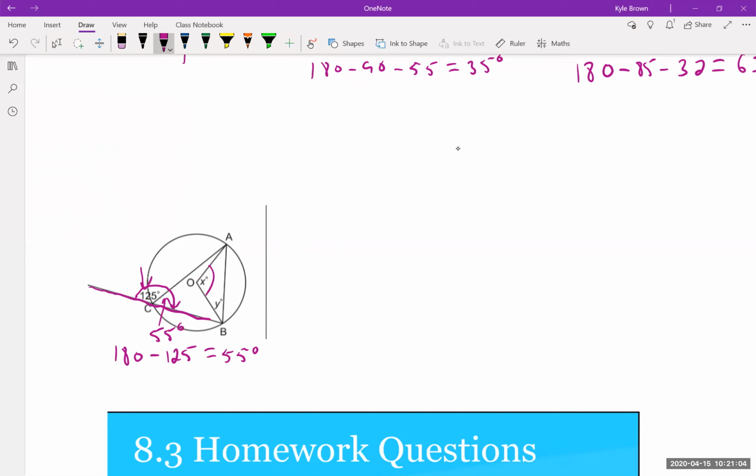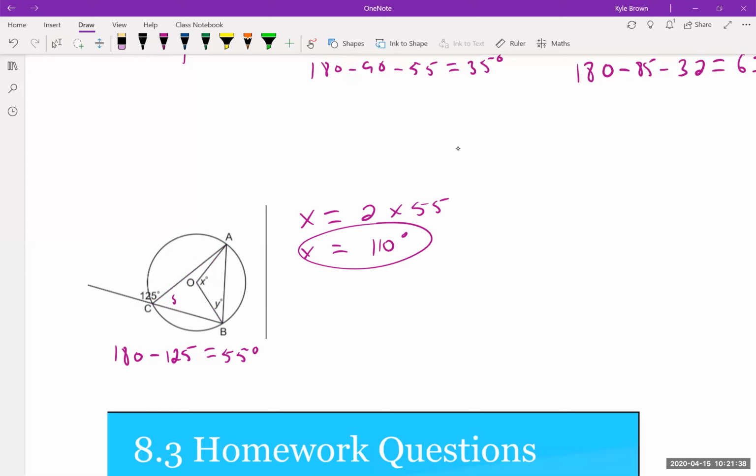Because remember, that inscribed angle, here, I'll clean this up so you can see it a bit better. So this is 55 degrees, and there's my inscribed angle, and there's my central angle. Well, my central angle is just double that, right? So X is going to be equal to 2 times 55, so X is going to be equal to 110 degrees. Okay, so there's X. Now, how can we figure out Y?